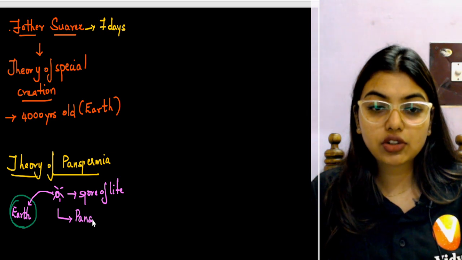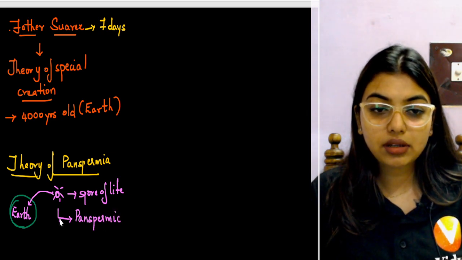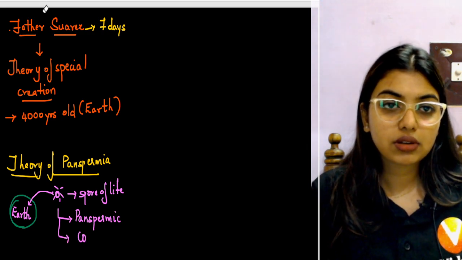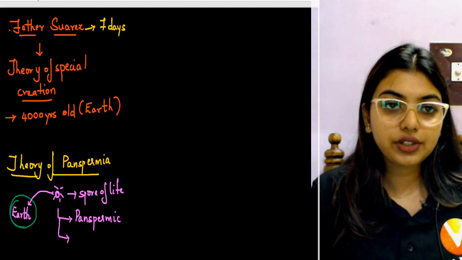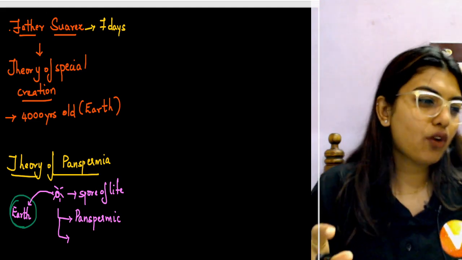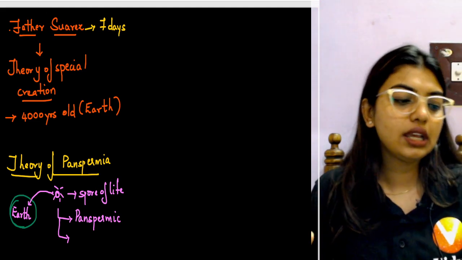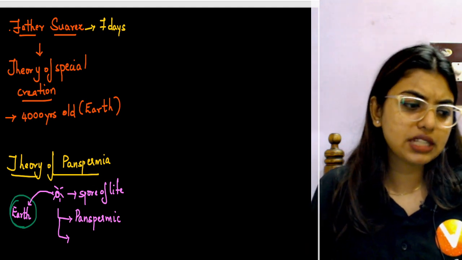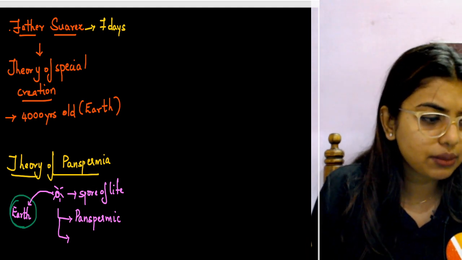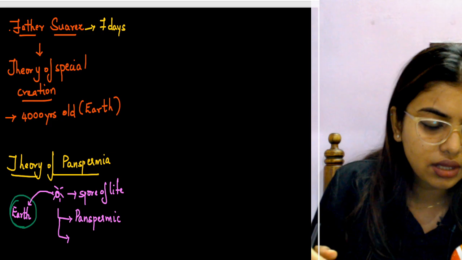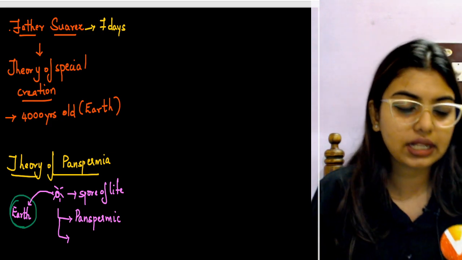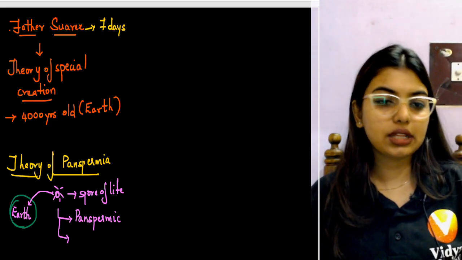We can also call it the theory of panspermia, the theory of life, a spore of life or something like that. Spore theory of panspermia is the main one. One more name is there, students. Theory of life, like that also there is one name.